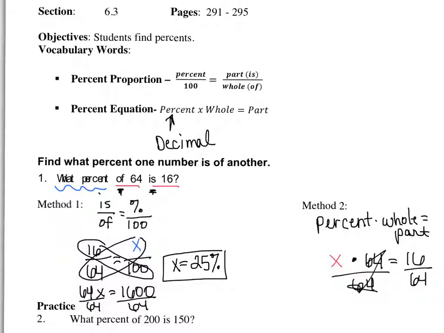There's 1 out, and I'm left with x equals 16 divided by 64, which is 25 hundredths. Now remember, you're finding the percent, and in this case, percent is in the equation in the form of a decimal. So we have to move that decimal two places over, and my answer is still 25%.